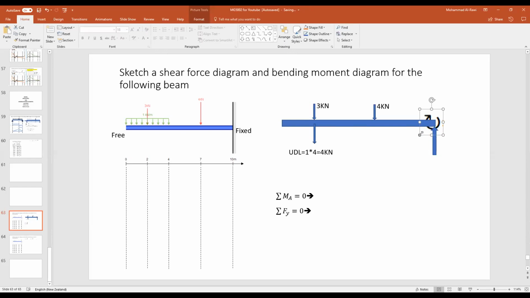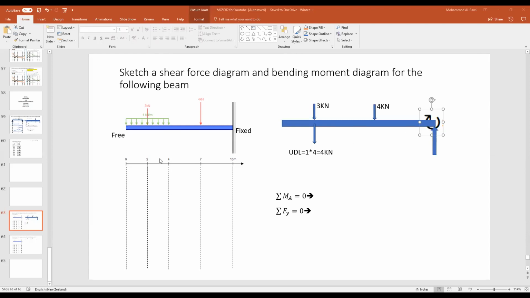So which one is the wrong number? Didn't get it. Can you give me more information about the wrong number? Because I'm seeing the wrong number for UDL. Why do you think it's the wrong number for UDL? Because for UDL, we are locating it in the center. So it's 1 kilonewton per meter times the distance, 4 meters. So what's supposed to be?